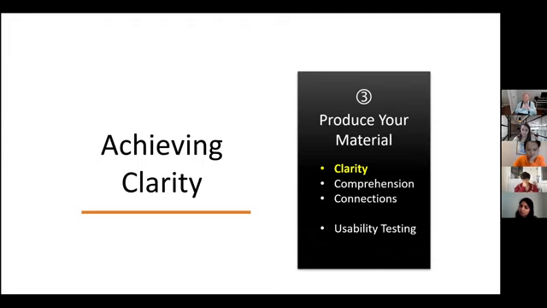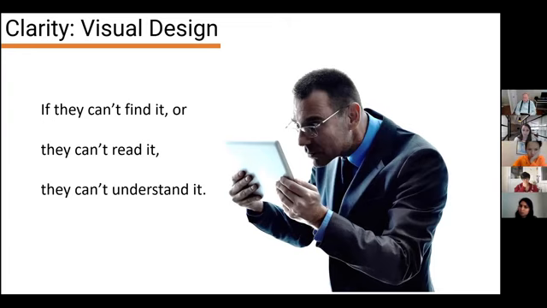We'll move on to the first area, which is, how do you achieve clarity? So clarity is visual design. And that leads us to the first thing: if they can't find it, or they can't read it, they can't understand it.